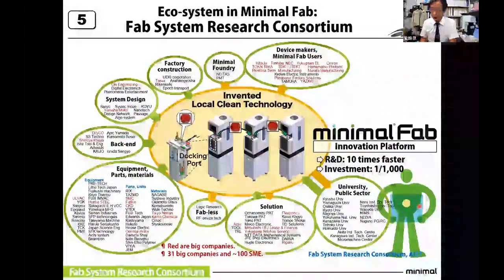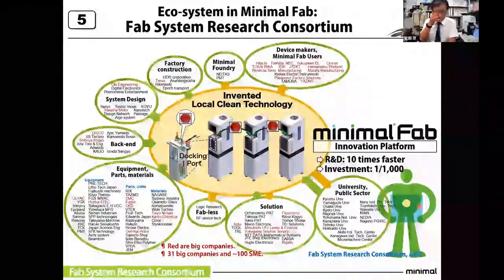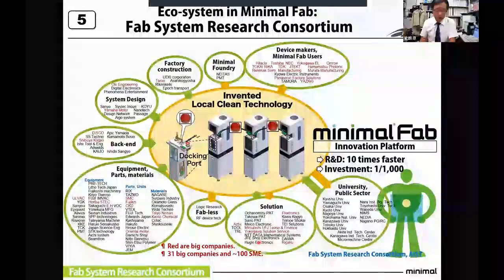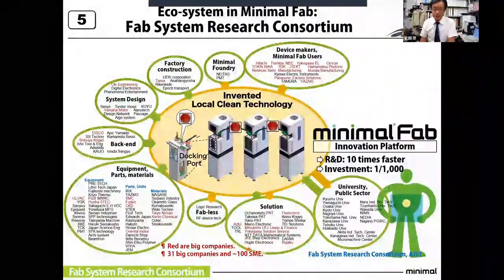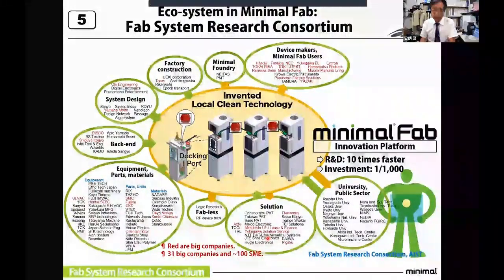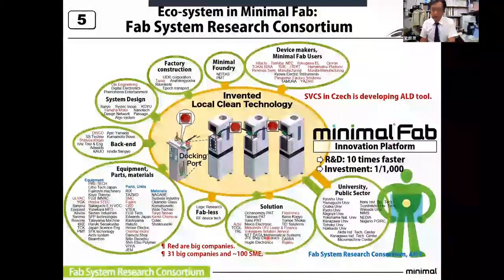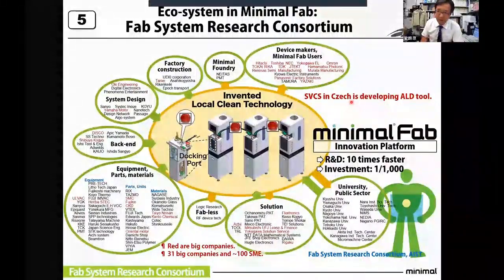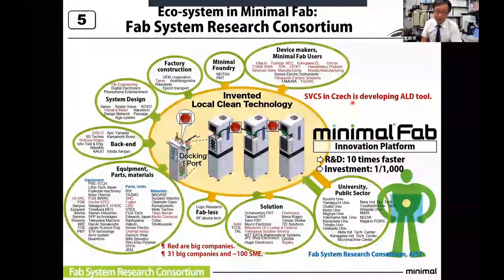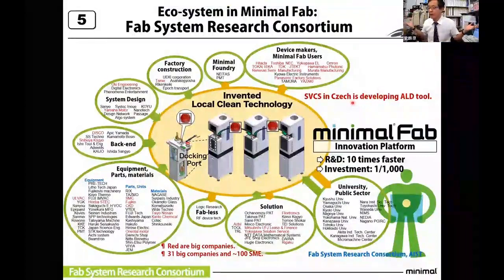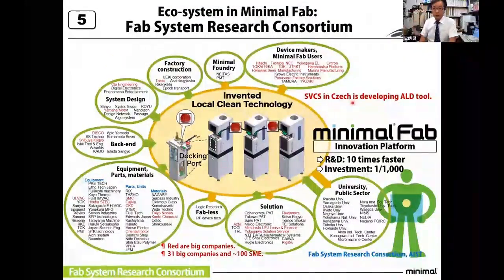These are our communities. There are many companies. Red-colored companies are big companies, and the black-colored ones are medium and small-sized companies. Almost all companies are Japanese companies, but recently SVCS in the Czech Republic, a kind of LP, low pressure CVD maker, participated in our community and is now developing ALD, atomic layer deposition tools. So we are extending our community to many companies in countries outside Japan.